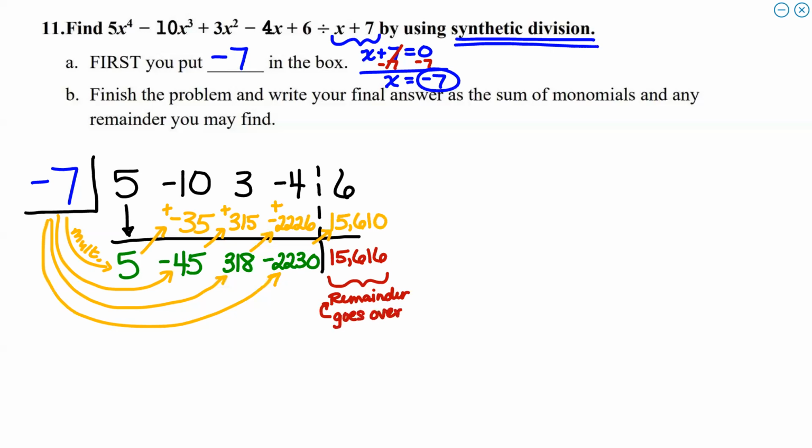This remainder goes over my denominator. All right, let's write down our final answer now. This is 5 what? X cubed? Yes. Why is it x cubed and not x to the 4th? Yes, we go down 1 degree. This was x to the 4th, and so this one down here will be x cubed. So I have 5x cubed.